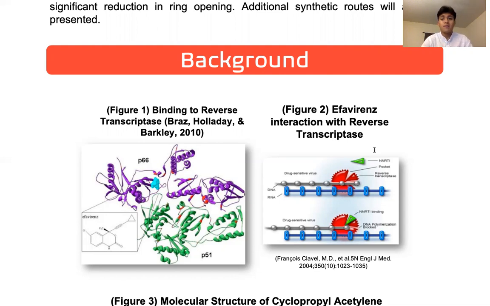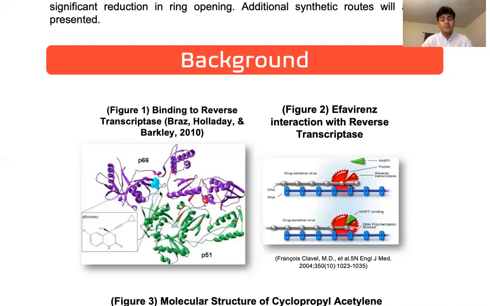So in figure one, we see the representation of the structure of reverse transcriptase. We have the P66 region, which is also known as the palm domain, and the P51 region, which is also known as the thumb region. The palm region, or P66, is the catalytic region of this enzyme. And as highlighted in blue over here, it is where efavirenz binds to this enzyme and exerts its function.